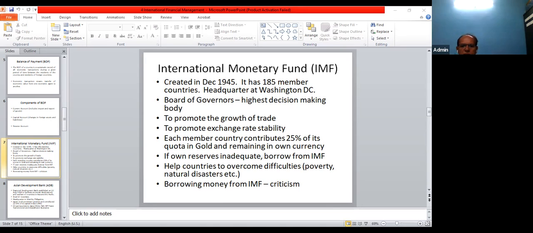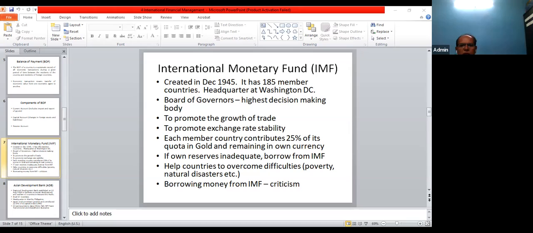But apart from this criticism, if you observe their first goal or first objective, to promote the growth of trade, this is an important objective not only from the point of view of the IMF, but almost all countries want growth of trade, and that is why they are becoming members of this IMF. So today there are 200 plus countries who are members of the IMF. Very few countries are not members of the IMF, otherwise almost all.